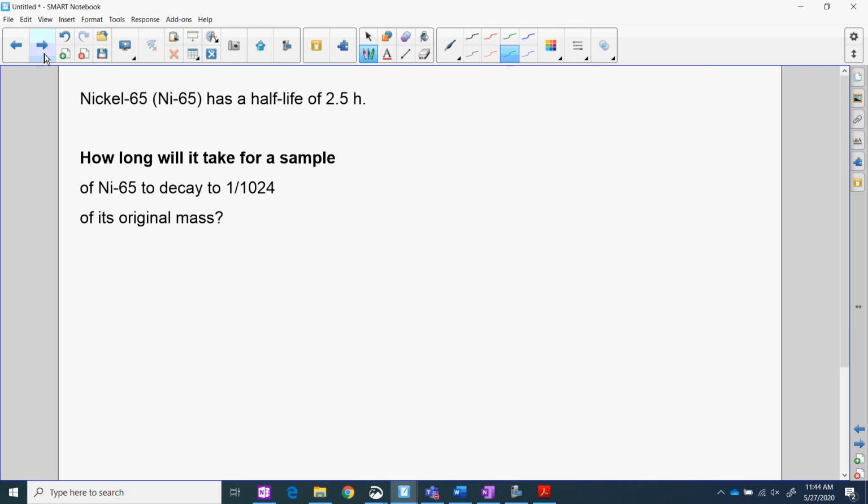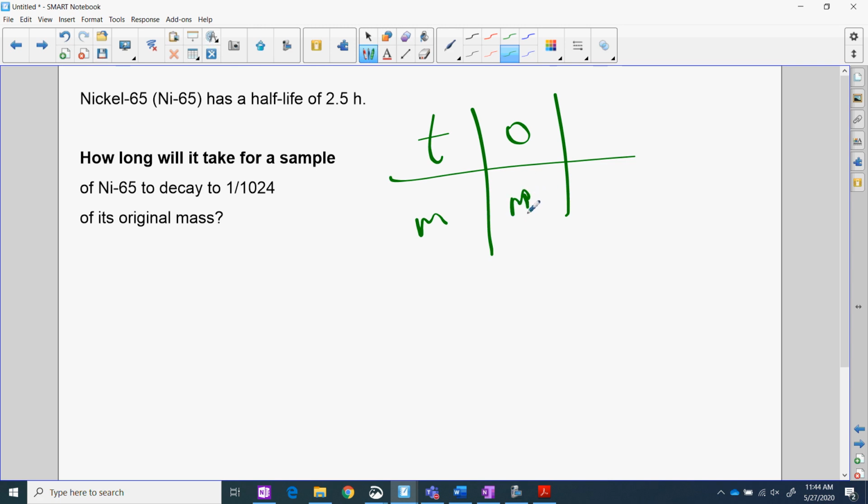Oh, I do want to do one like this. Sorry, I forgot I had this. This is another way they'll present these questions. It's given us a half-life, so it's talking about nickel 65. So let's build our little chart. So time and mass in the beginning. The difference here is they don't tell us the starting amount. So I'm just going to call it mass, I'll put subscript O, original mass.